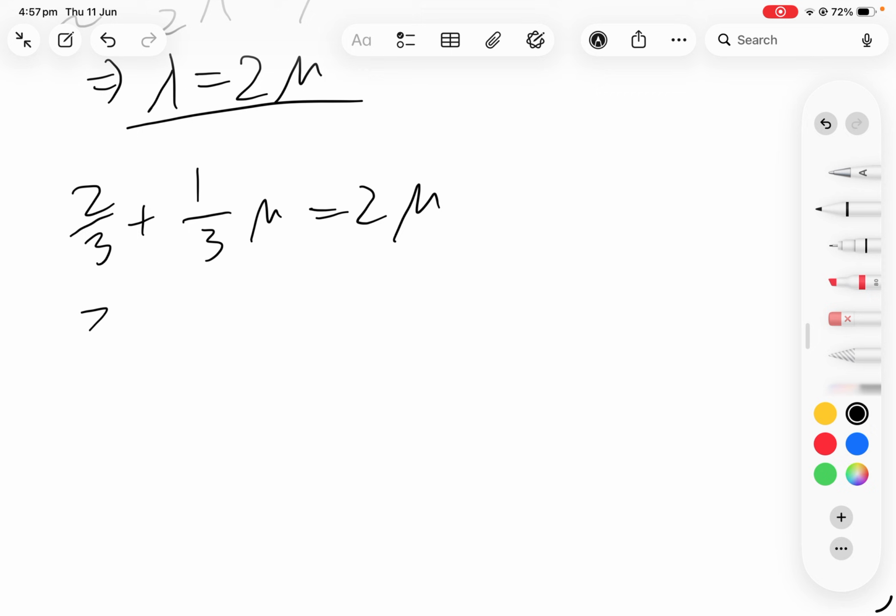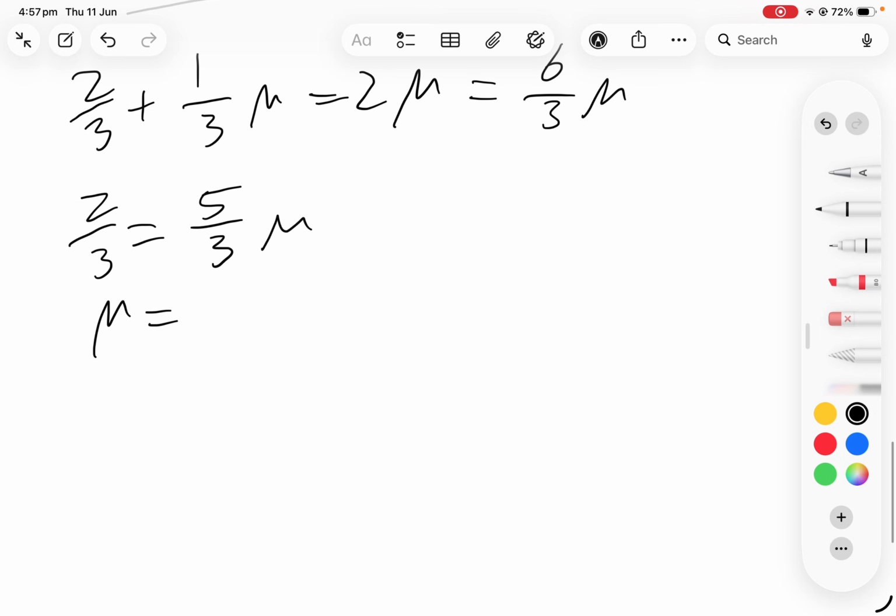Then 2 over 3 equals, divided by 3, so this just equals 6 over 3 mu. If you subtract this to this side, it becomes 5 over 3 mu equals 2 over 3. We flip these two, the 3 and 3 cancel out, and 5 goes on the bottom, so mu is 2 over 5.